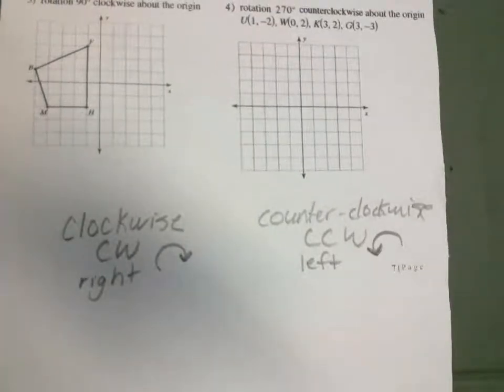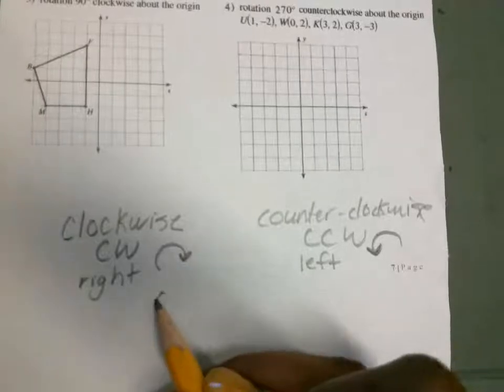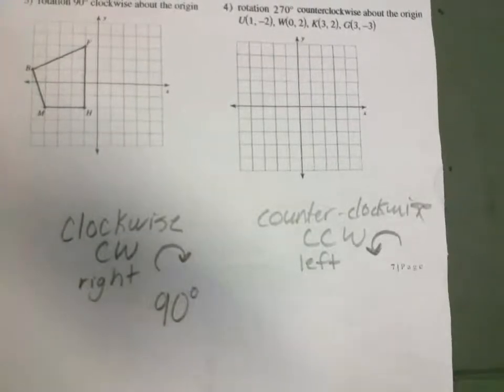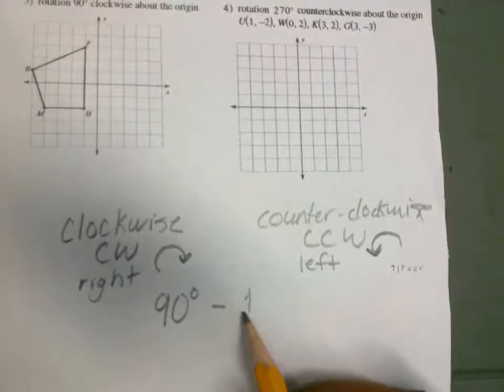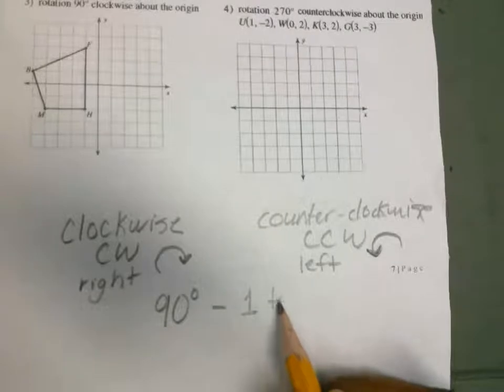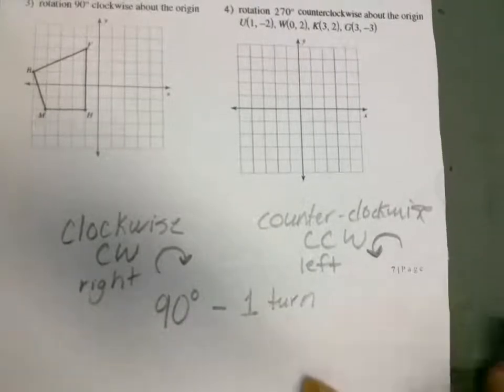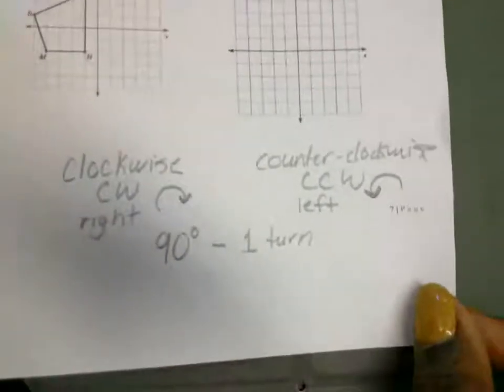How many turns do you make? How do you know how many turns to make, Ms. Reyes? Because they give you degrees, okay? They got 90 degrees. How many turns is 90 degrees? One. It's one turn. And then 180 is 2.